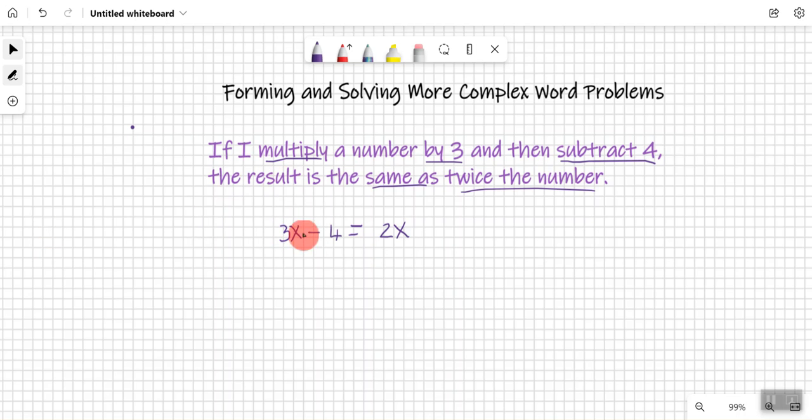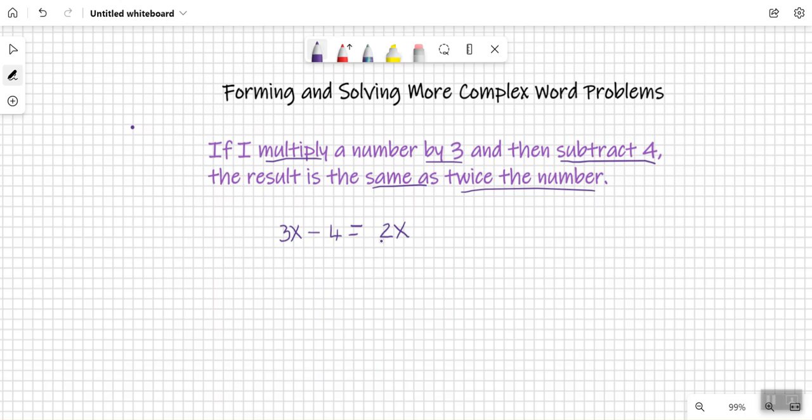So the number is x, so if I multiply it by 3, that's 3x, then subtract 4, that would be minus 4. The result is the same as is the equal sign, twice the number. The number is x and then 2x. So now we have an algebra expression and we have an x term on either side. Now we can start to solve this and figure out what the actual number is.